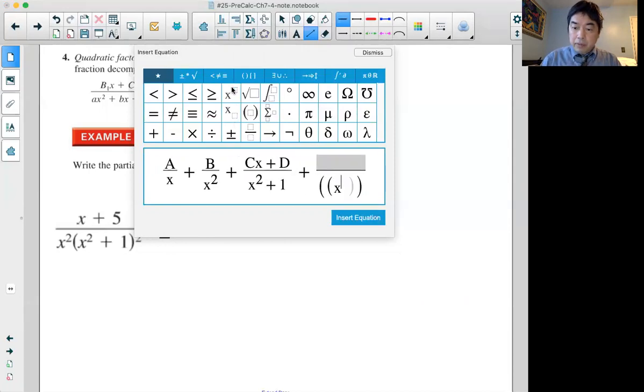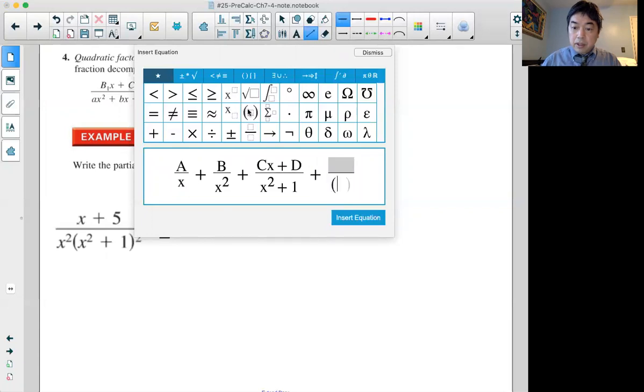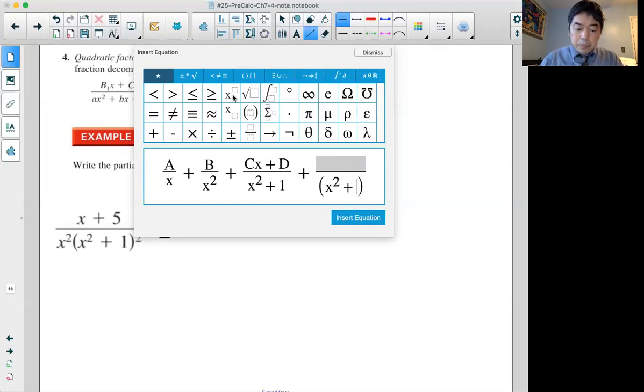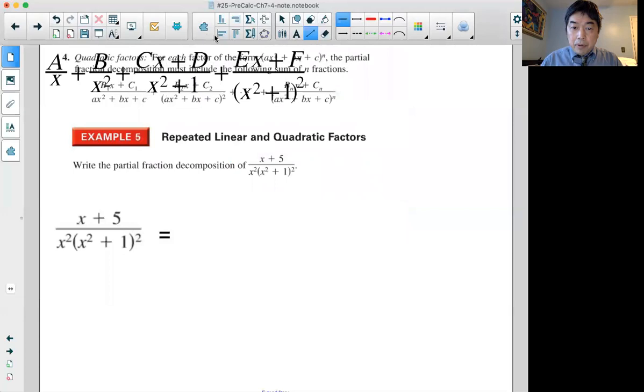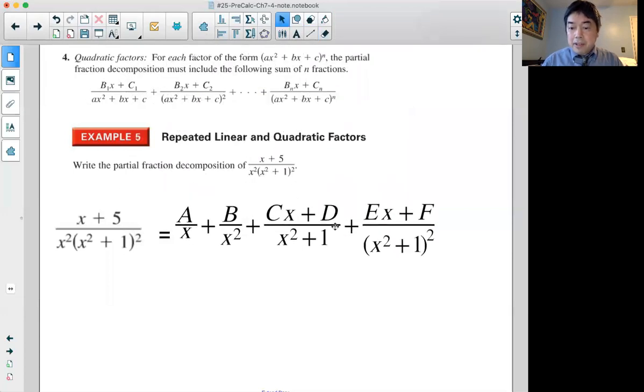Let me say again. x squared plus 1, and outside you have to carry on the second power. Okay, so now you still have to have a linear here. So the coefficient is going to be A, B, C, D, next letter is E. So Ex plus A, B, C, D, E, F. F is the constant of this numerator. So let's write this one right here. Okay, so you have to solve for A, B, C, D, E, F.